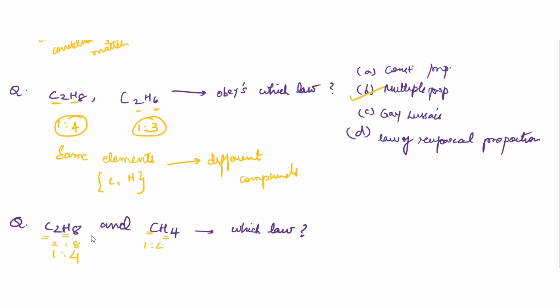So when two elements are forming the same compound, irrespective of the source, irrespective of the method of preparation, it is nothing but law of constant composition. Okay, the answer is law of constant composition and not law of multiple proportion. So be careful in such questions.